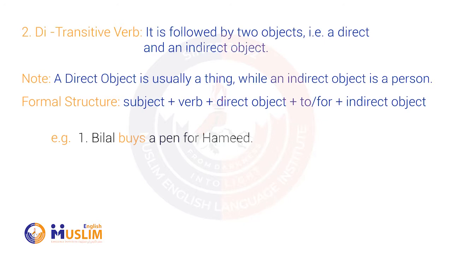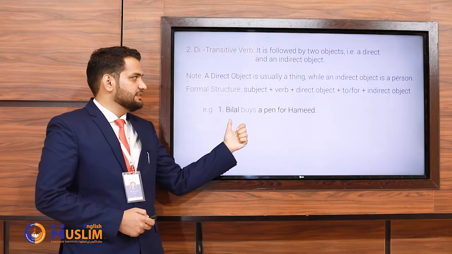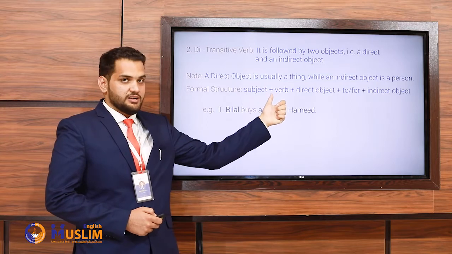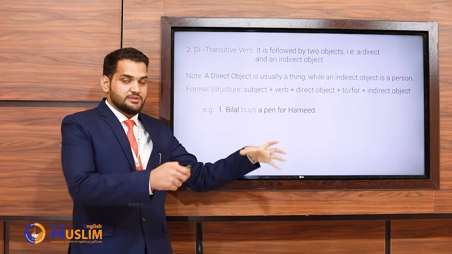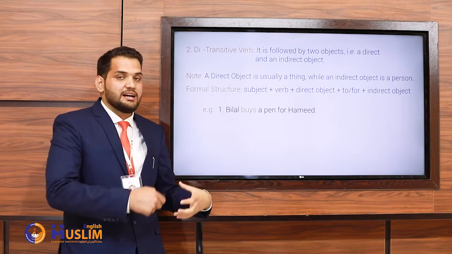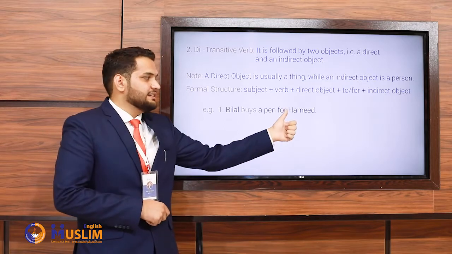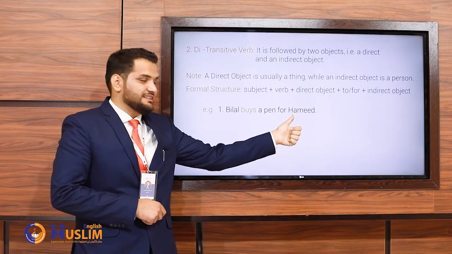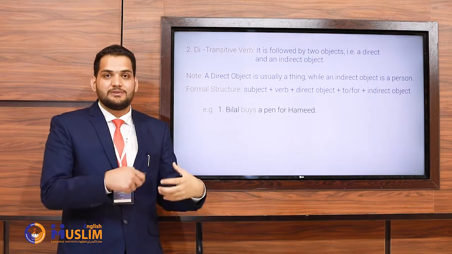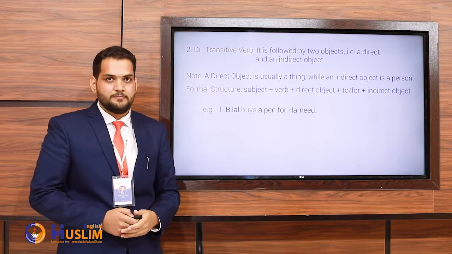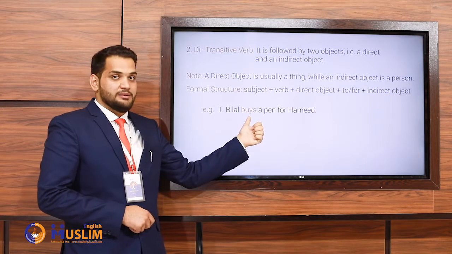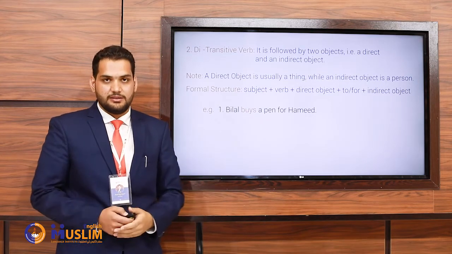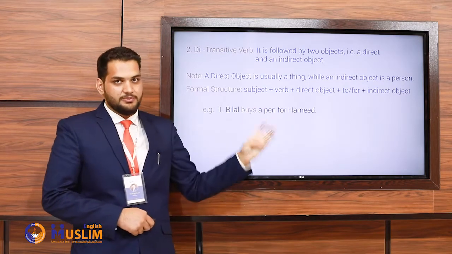For example, number one, Bilal buys a pen for Hamid. In this sentence, Bilal is the subject, buys is the verb. A pen is the direct object because it receives the action first. First of all, Bilal buys a pen and then he gives it to Hamid. So Hamid is the indirect object because he received the action in the second place. And between them, we have the preposition for.